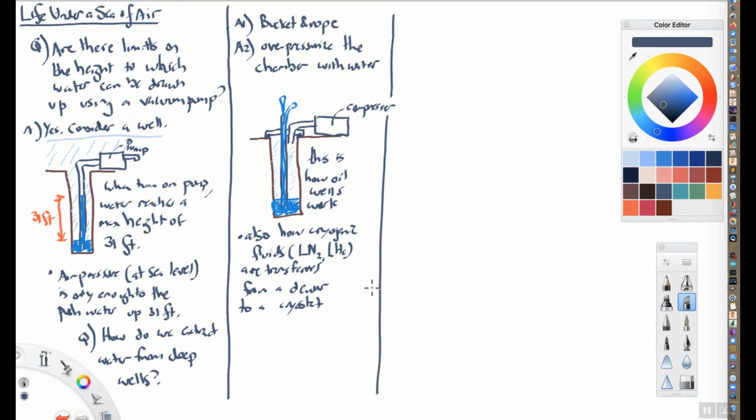Okay. One of the interesting questions that Pascal raises, so let me write down another question here, is a corollary question: can a pump be used to siphon water over a mountain range?